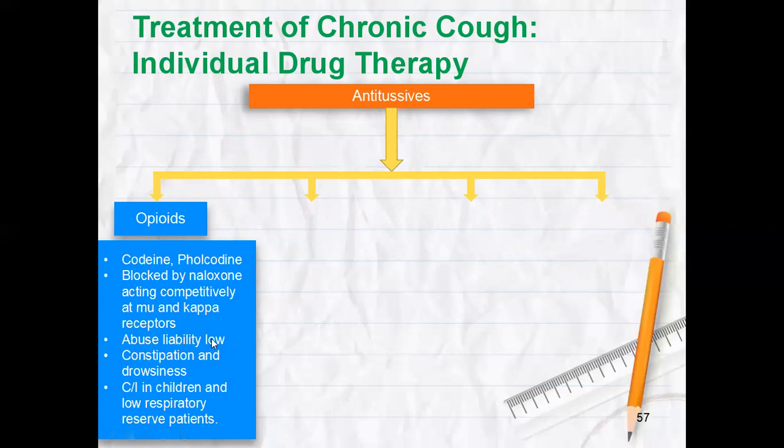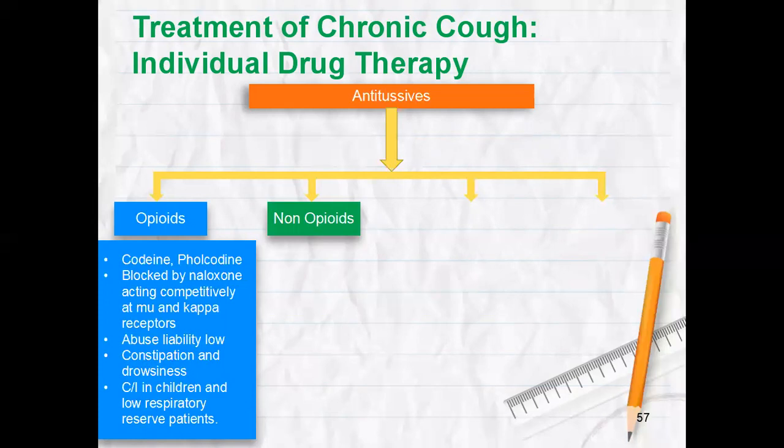And not only that, but their side effects are mainly constipation and drowsiness, while respiratory depression due to codeine or pholcodine is rarer in the case of normal doses given for cough. They are contraindicated in children and patients with low respiratory reserve, for example, patients with COPD, asthma, or any other kind of lung pathology.